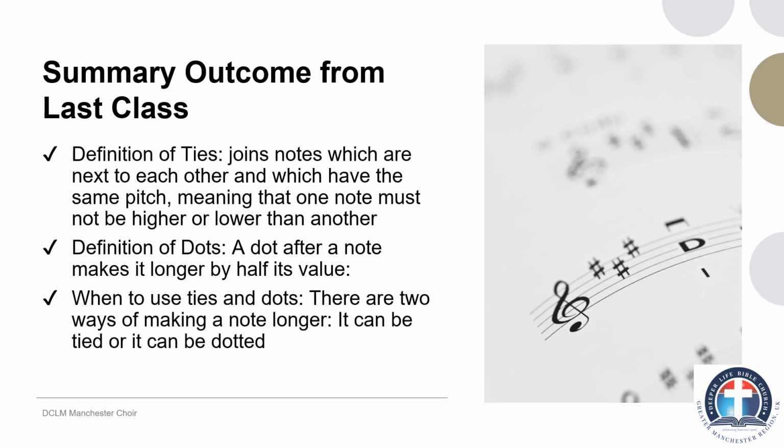Before we dive into what we have for today, just to recap on the previous lessons on ties and dotted notes, we mentioned that ties are those signs that join notes which are next to each other and have the same pitch. So you cannot join notes that are higher or lower than each other. We said dots are usually next to a note and it adds half the value of that note to it.